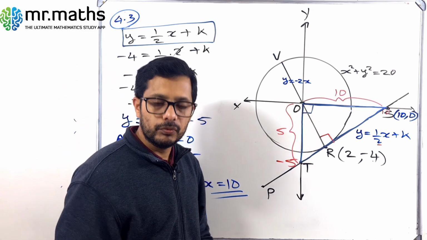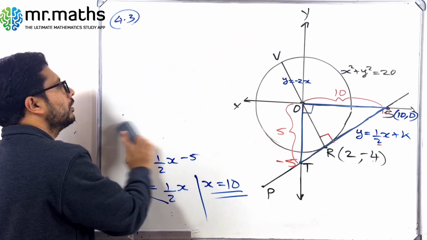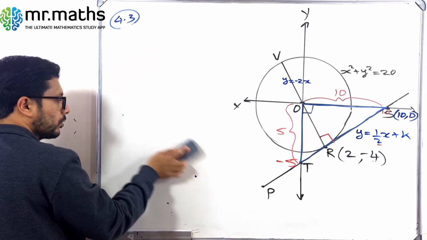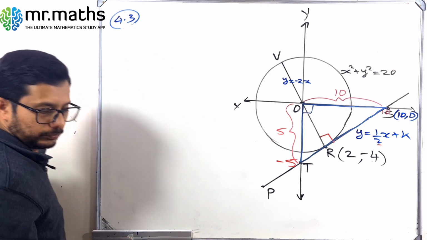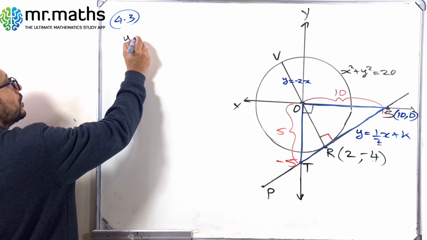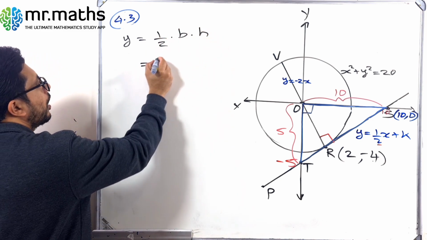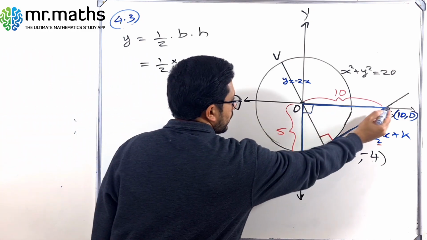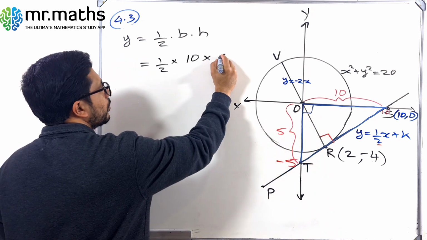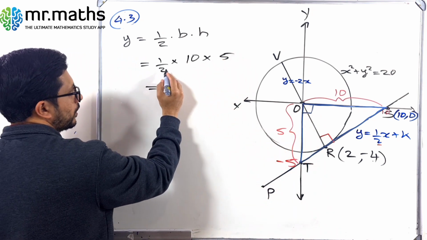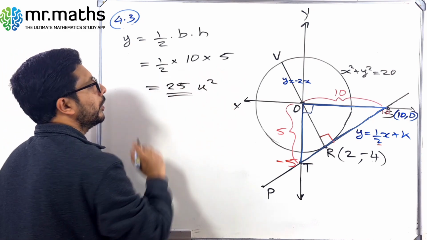What is our question? We have to find the area of the triangle. So now what is the area formula? Half BH. Am I right? So the area is equal to half into base into height. So it is half into, what is the base? What is the length? 10. So 10 times, what is the perpendicular height? It is 5. So take your calculator and try to find the answer. 10 divided by 2 is 5. 5 times 5 is 25 square units.